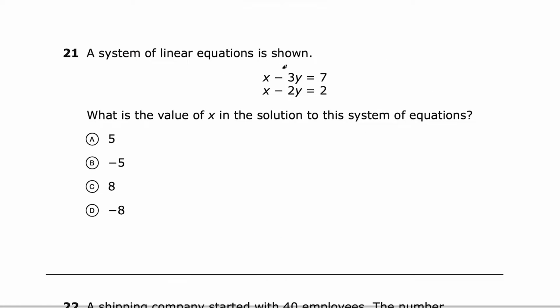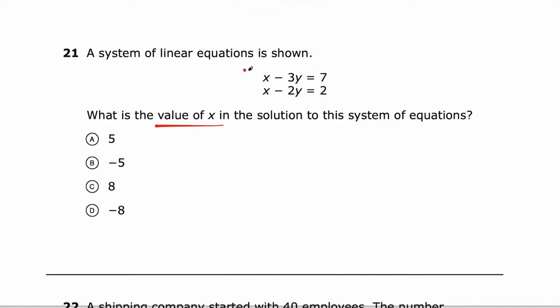Question 21, we have a system of linear equations is shown, and we want to know what is the value of x in the solution to this system of equations. So first I'll solve this question algebraically. And if our goal is to find the value of x, I want to eliminate the y variable. So when I want to eliminate a variable, what I'm looking for is creating matching opposites. So I want to transform the y terms here in such a way that I get matching opposites.